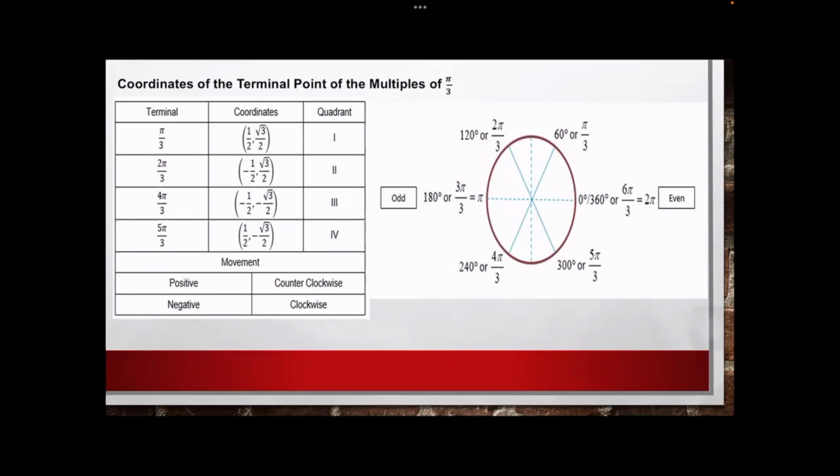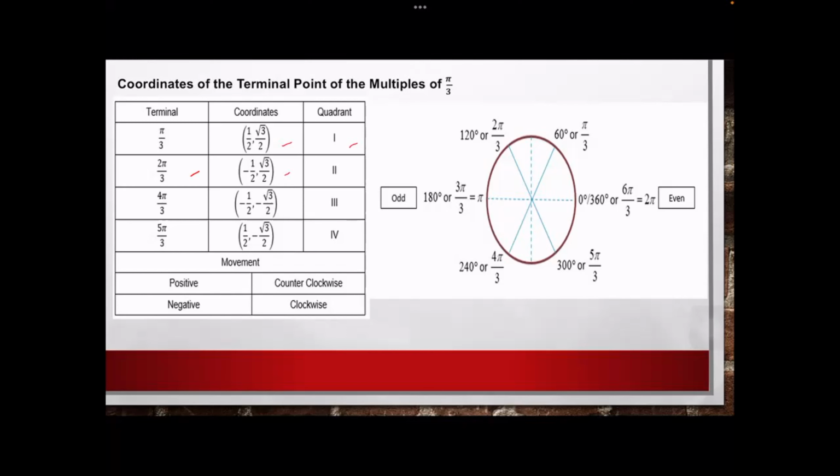Okay, so we have here the multiples of pi over 3. So, meron tayo ditong 4 na terminal. Meron tayong pi over 3, which has the coordinates of 1/2 and the square root of 3 over 2. It belongs to quadrant 1. The next is 2 pi over 3. Ang coordinates niya is negative 1/2 and the square root of 3 over 2. Pare-pareho naman sila ng coordinate, pero nagbabago lang sa kanila yung sign, kasi it depends kung saan papatak na quadrant. So, ang quadrant ng 2 pi over 3 ay quadrant 2.